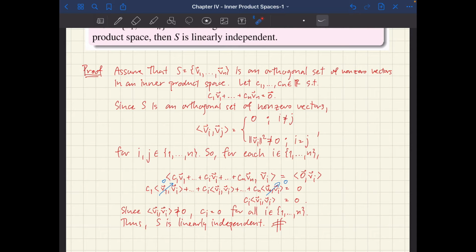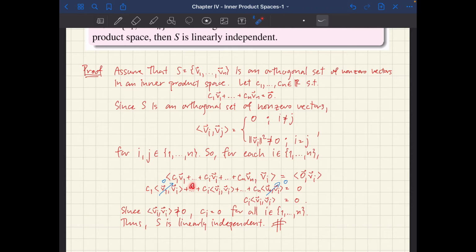We take the inner product with Vi, on both the left-hand side and the right-hand side of this equation. The right-hand side is equal to 0, right? The inner product of the zero vector and any vector is equal to 0. We already proved that.